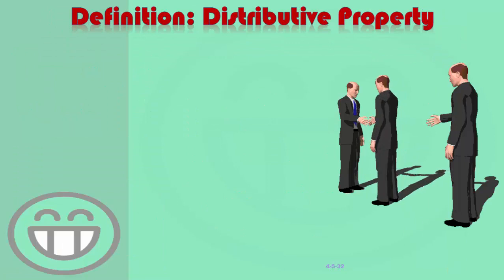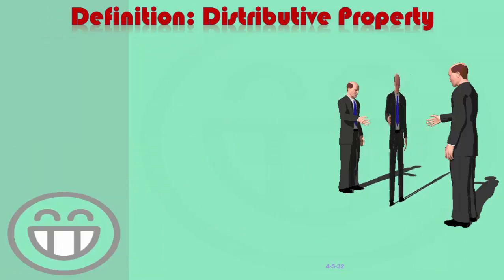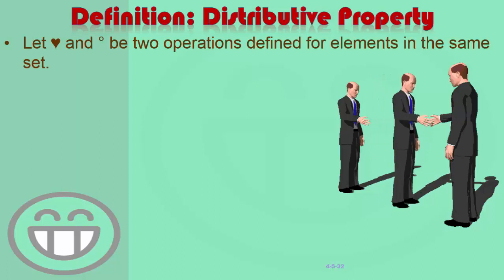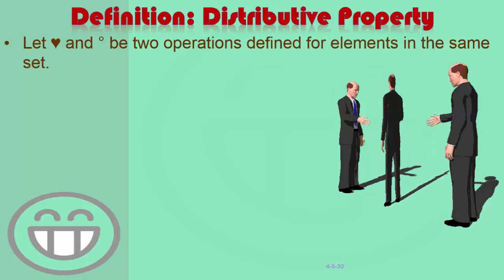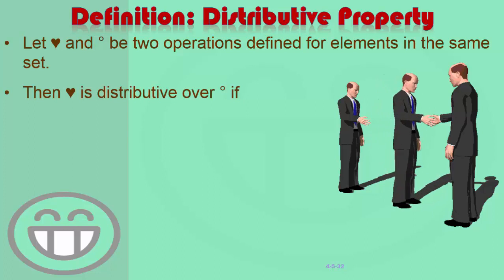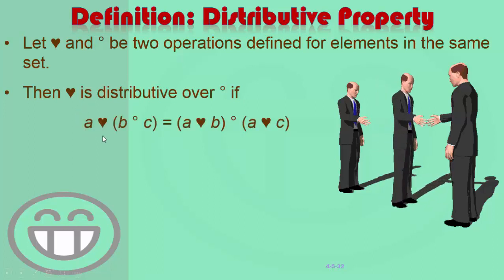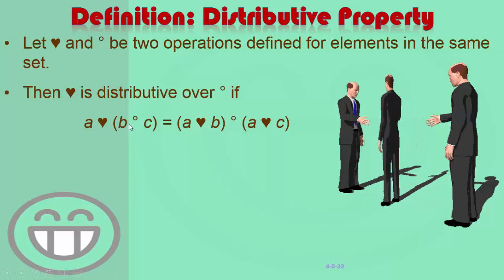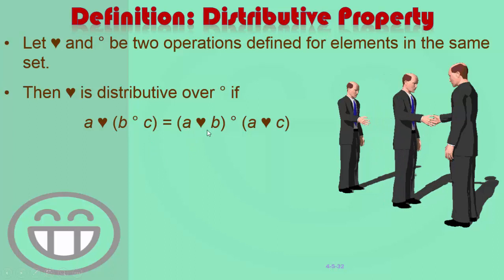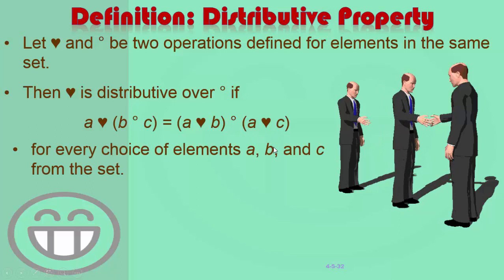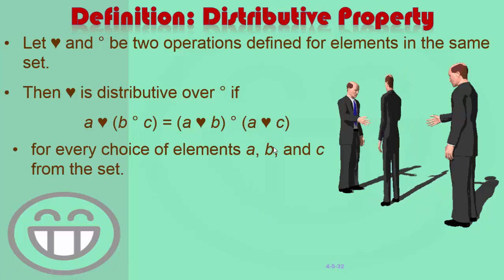The last definition we're going to discuss in this chapter is the distributive property. For example, let heart and degree be two operations defined for elements in the same set. Then heart is distributed over degree if we have A heart and we multiply that into B degree C, and we end up with A heart B degree A heart C for every choice of elements A, B, and C from this set.